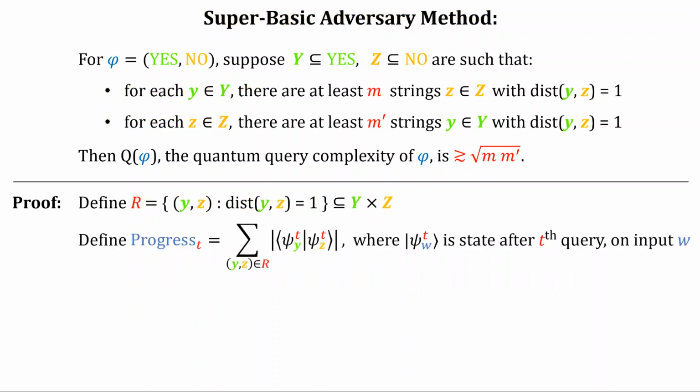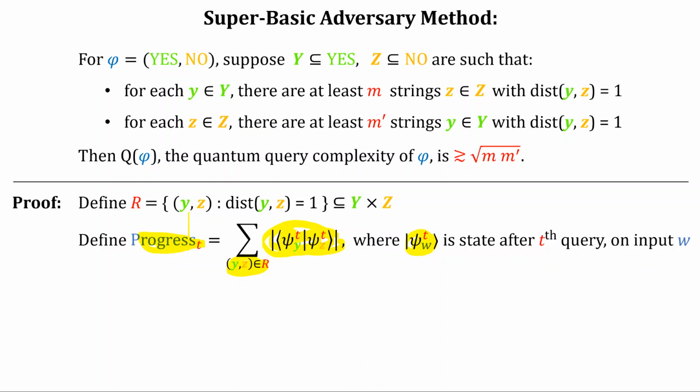Okay, so now we're going to define the progress measure, which looks a little bit more complicated than before. Again, we'll let psi superscript t subscript w be the state of the algorithm when the input is w after the tth query. And we'll define the progress amount at time t, not just to be what it was in our illustrative example, but we'll actually sum over all of these difficult pairs y, z, and r. So the progress measure at time t is the sum over all these pairs y, z, and r of the absolute value of the inner product between psi y and psi z at time t.